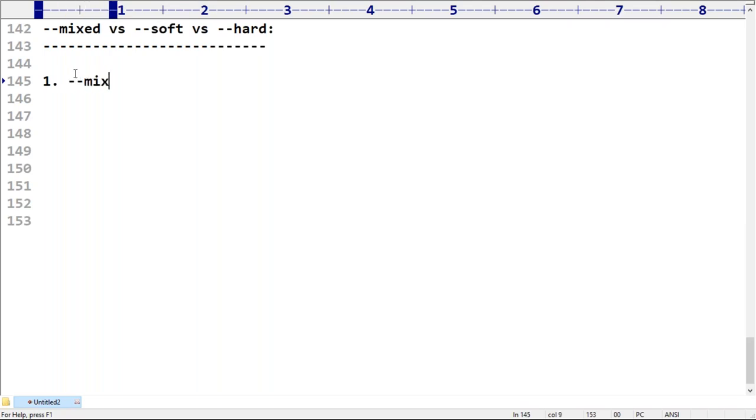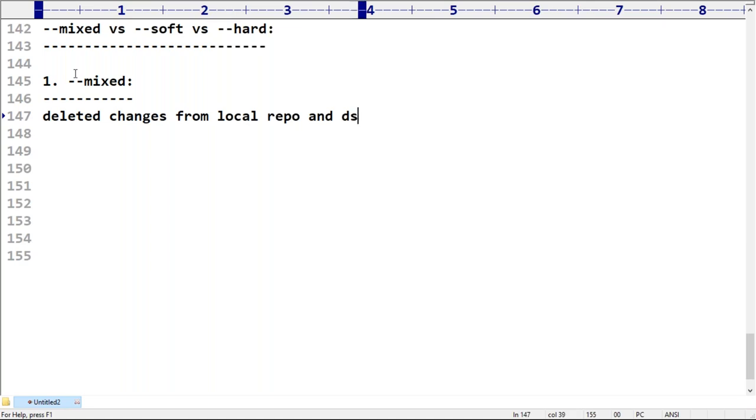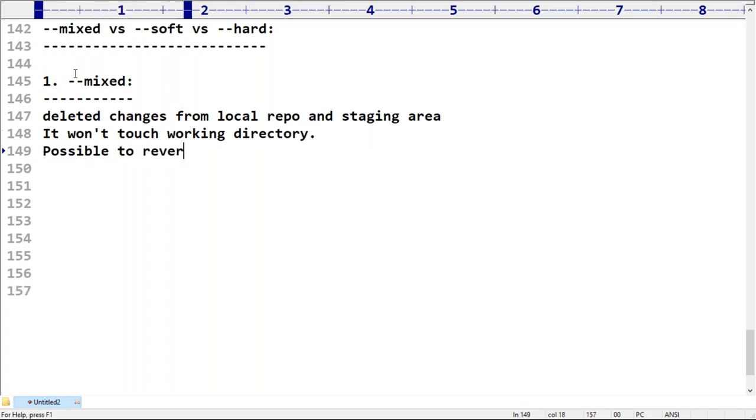So with mixed, the changes will be deleted from which area? Deleted changes from the local repository and under the staging area. It won't touch which area? The working directory. So it is possible to revert back the changes, because the changes are still there in our working directory. That's all. What is the second one, sir?